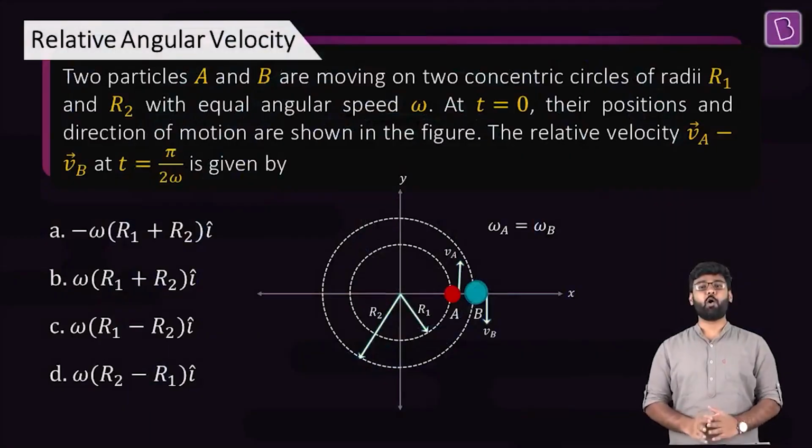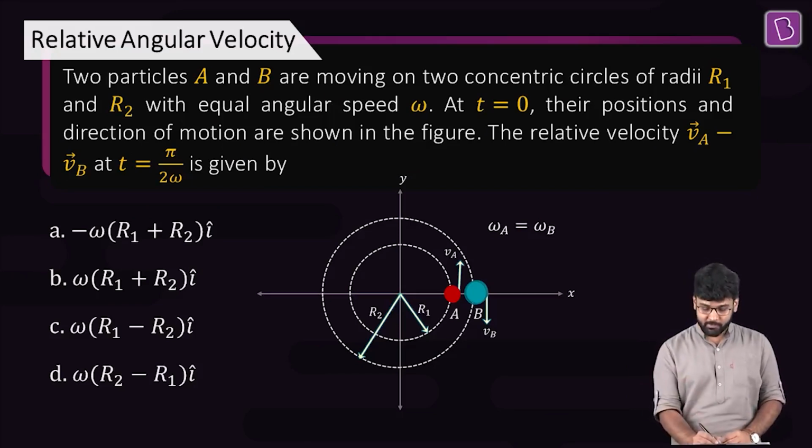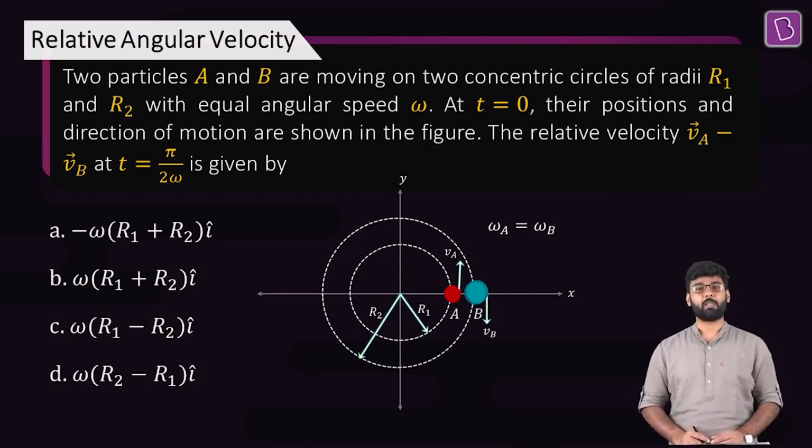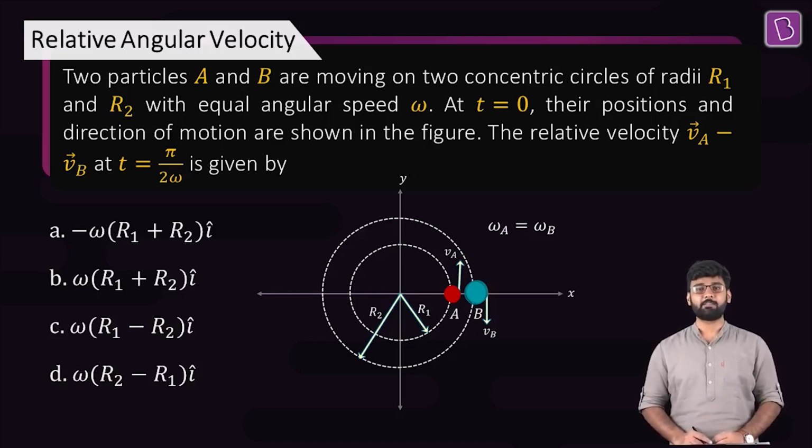So here is a question on relative velocity. Here two particles A and B are moving in concentric circles of radius r1 and r2 respectively as shown in the figure. Particle A, which is the red color particle in the figure, is moving in a circle of radius r1, and the B colored particle is moving in a circle of radius r2. And as you can see here, A is going in anti-clockwise sense and B is going in clockwise sense.